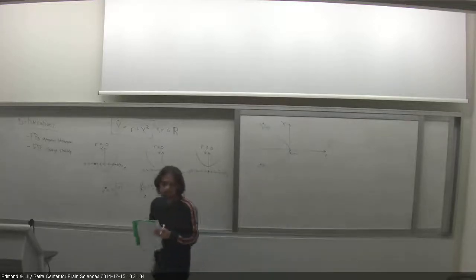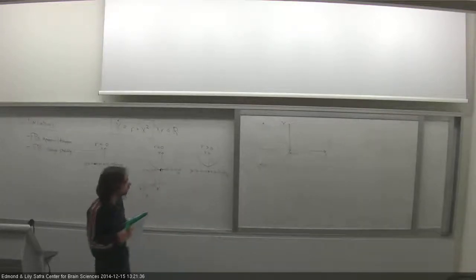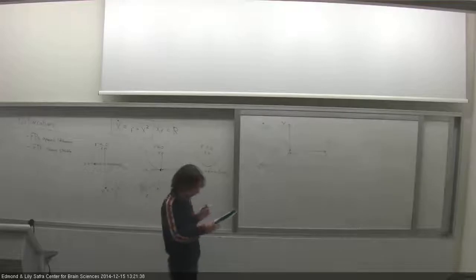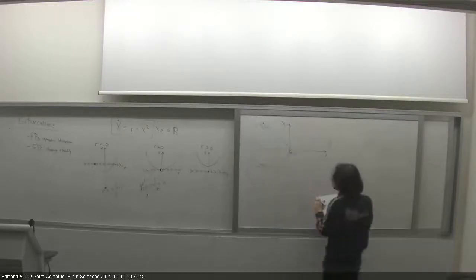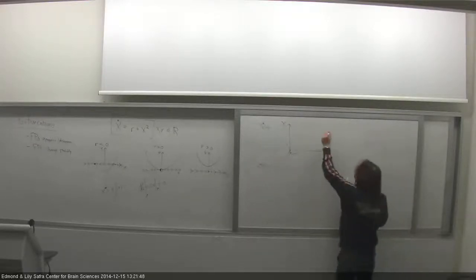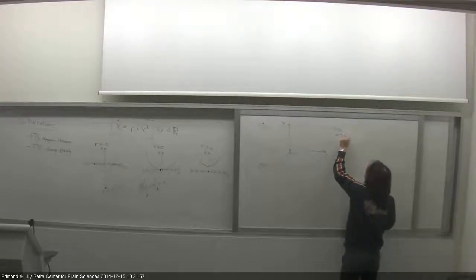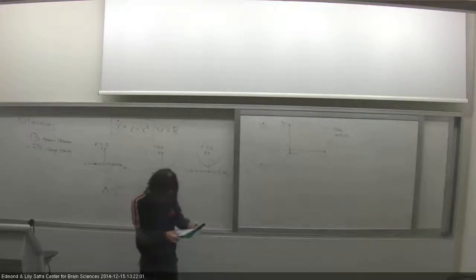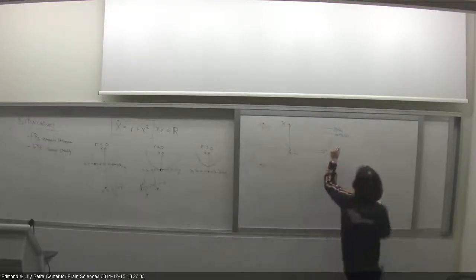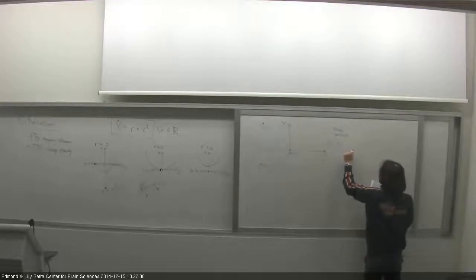Another thing that we like to mark on this plot is the stability of fixed points. The convention is that an unstable fixed point is marked with a dashed line. What we plotted here is called a bifurcation diagram.